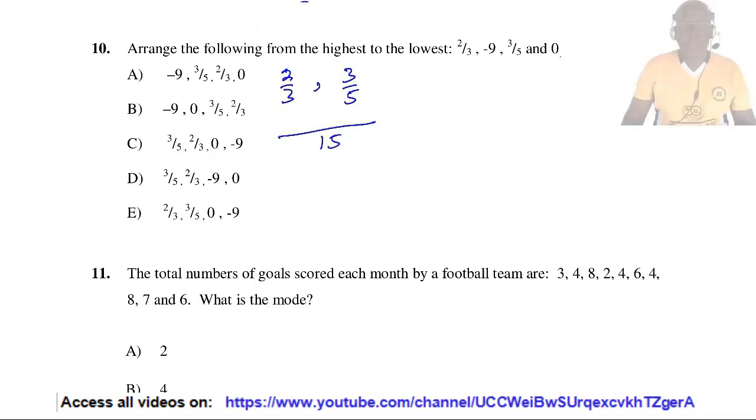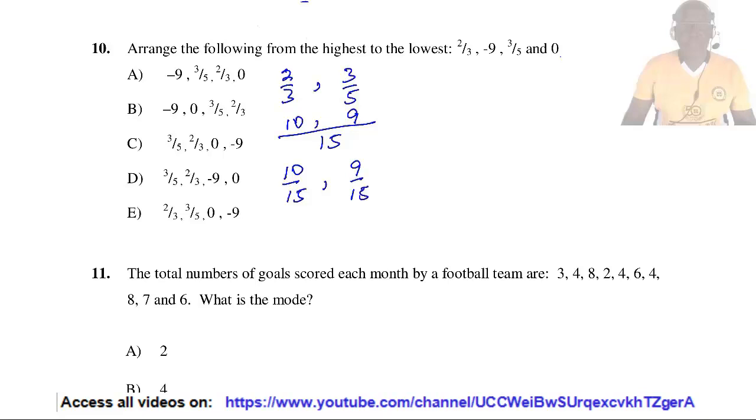Now for 2/3, 3 goes into 15 five times, and the numerator 2 times 5, we shall get 10. For 3 over 5, 5 goes into 15 three times, and the numerator 3 times 3, we shall get 9. So this implies that 10 over 15 is the same as 2/3, and 9 over 15 is the same as 3 over 5.